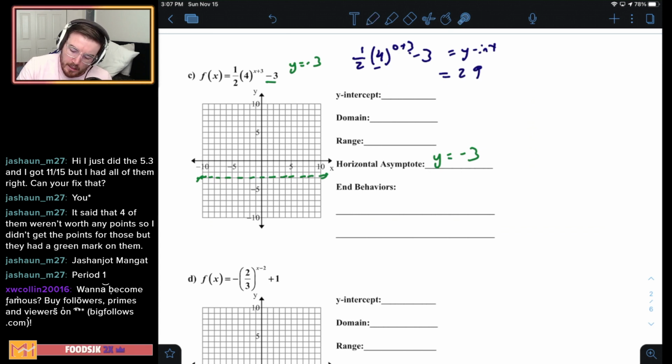One more time. 0 plus 3 is 3. 4 to the third is 64. 64 divided by 2 is 32. And 32 minus 3 is 29. So way up here is our y-intercept.